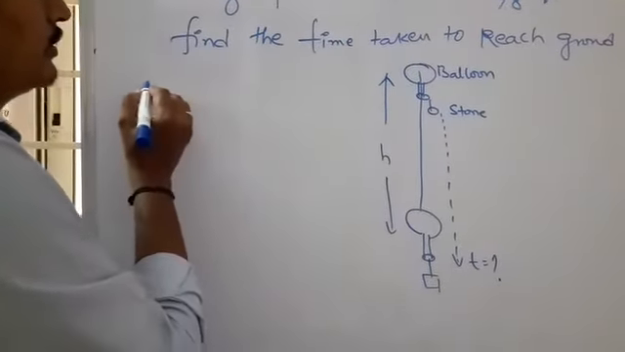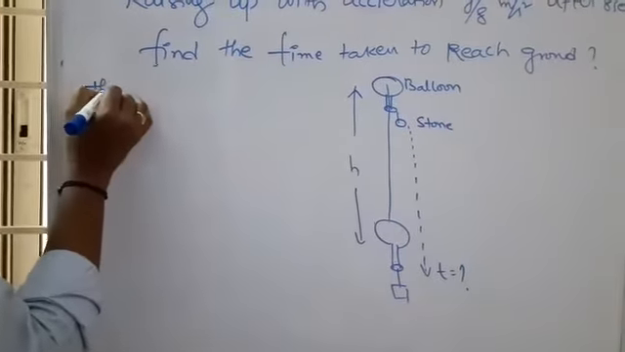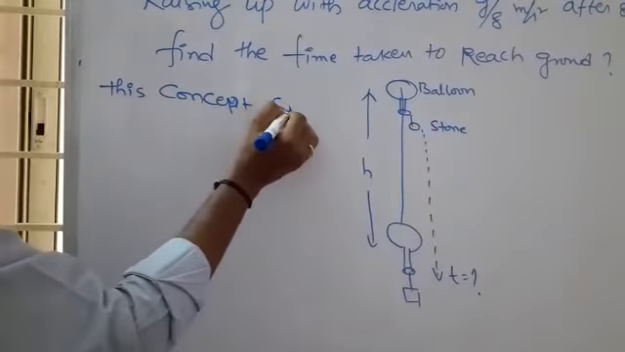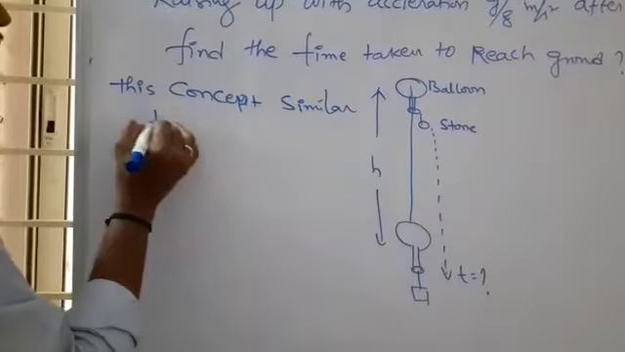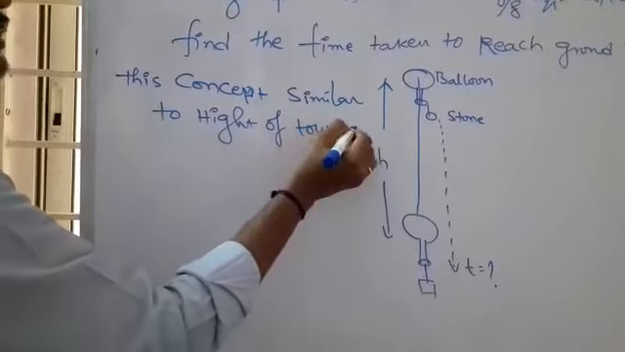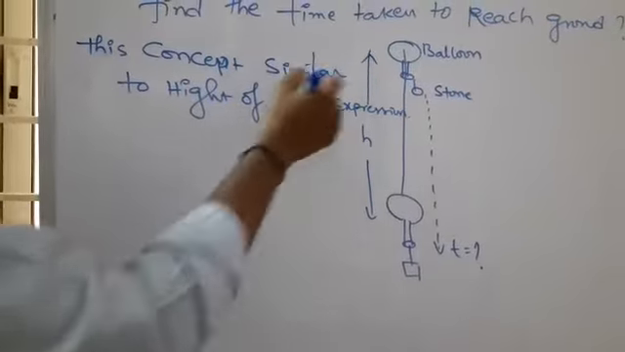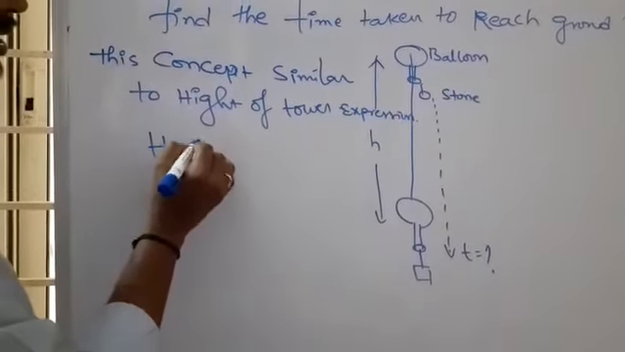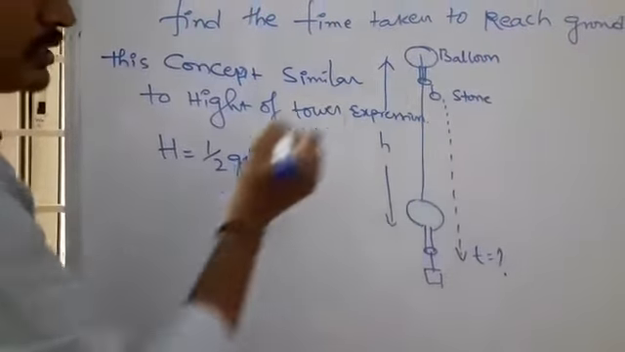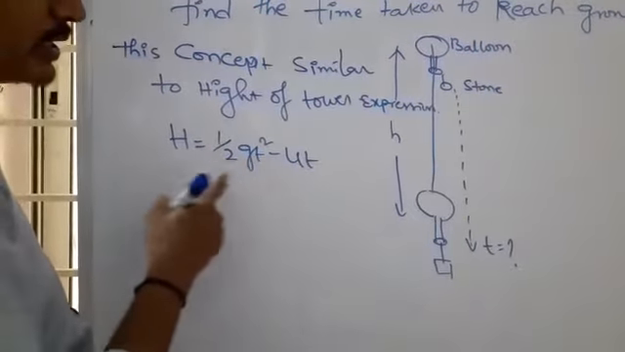Here, this is similar to the height of tower expression, that is h is equal to half gt square minus ut. Here we will calculate the h value and u value, then we will get the time.